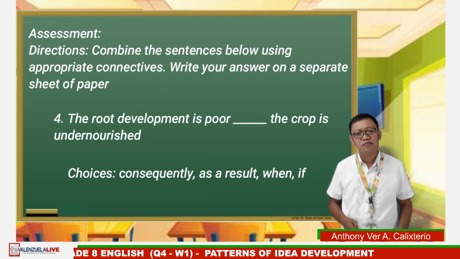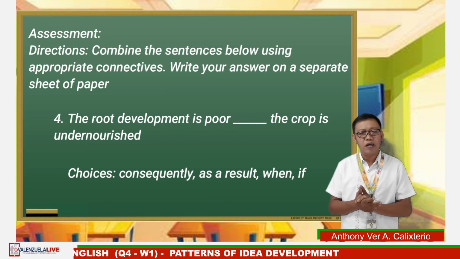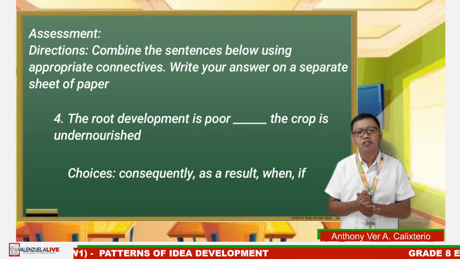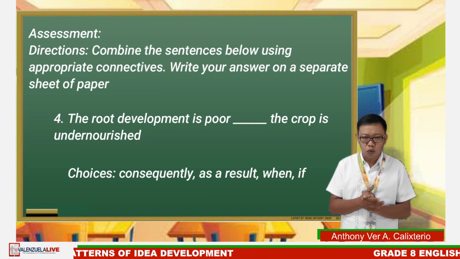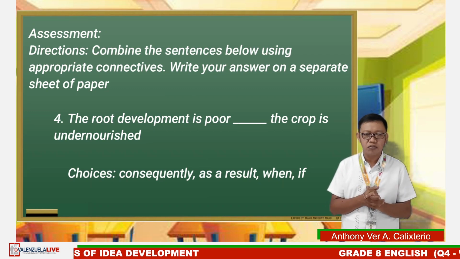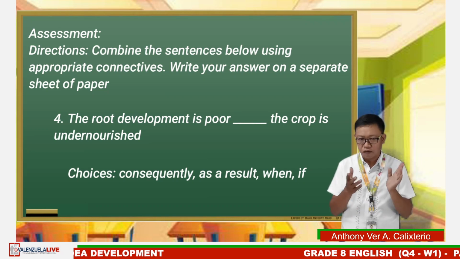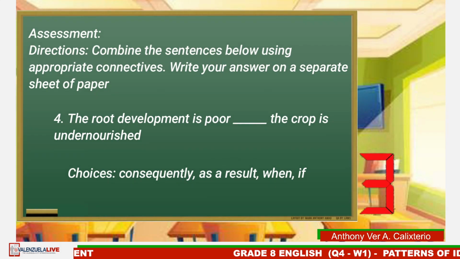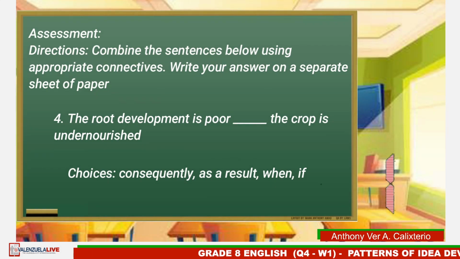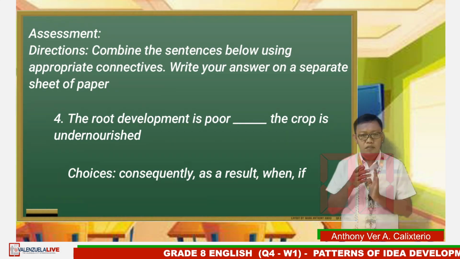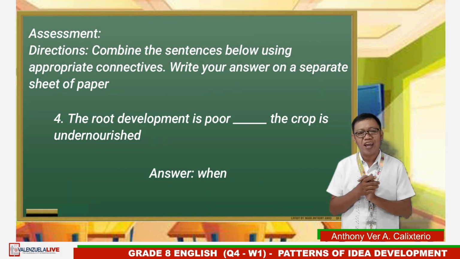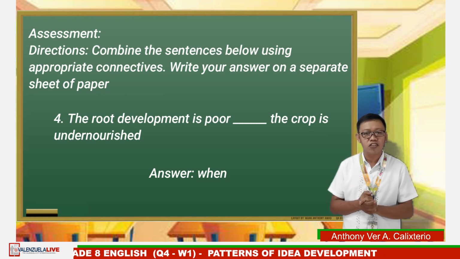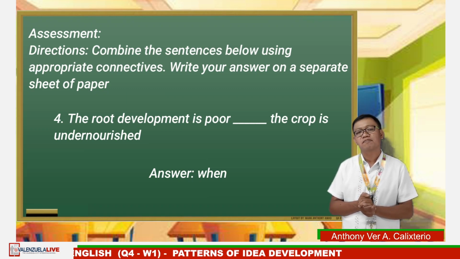Number 4. The root development is poor. Blank. The crop is undernourished. Choices are consequently, as a result, when, or if. The answer is the word when. The root development is poor when the crop is undernourished.